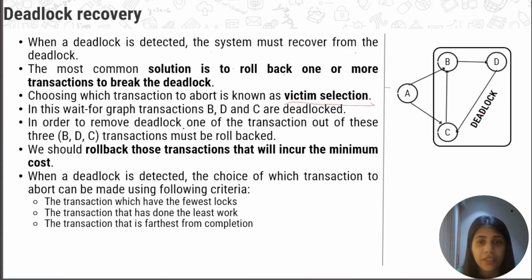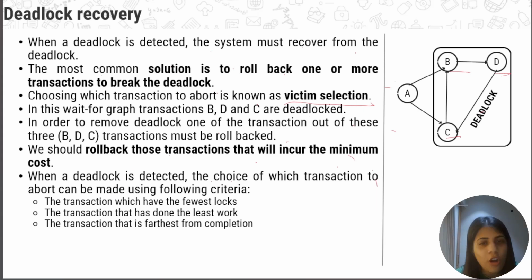In this wait-for graph, transactions B, D and C are deadlocked. In order to remove the deadlock, one of the transactions out of these three, B, D or C, must be rolled back. We should roll back those transactions that will incur the minimum cost. Minimum cost means the minimum amount of time it will take to roll back.